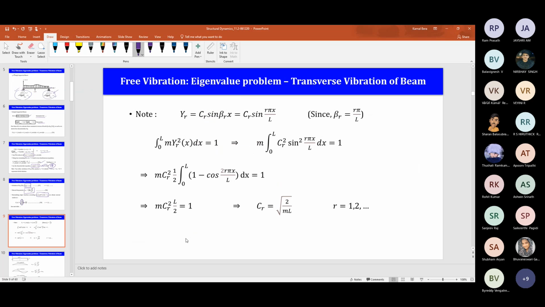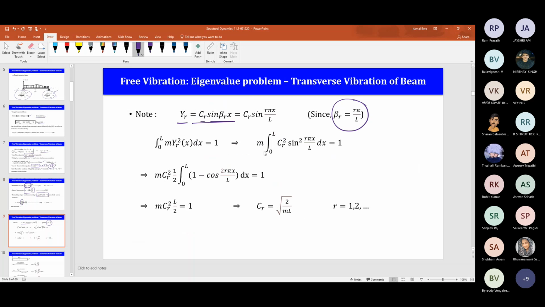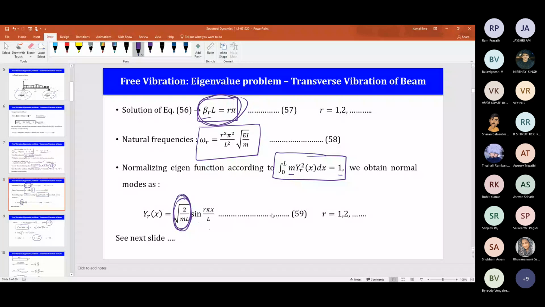So how to do that? Yr is nothing but Cr sin beta r x. Let's say for any rth mode, beta r is r pi by L from the solution here. This we have already done, so I am just going to do it quickly. If you set the integral to 1 and integrate it, you will get in a very simple manner Cr equals root over 2 by mL. So that is root over 2 by mL sin(r pi x by L).